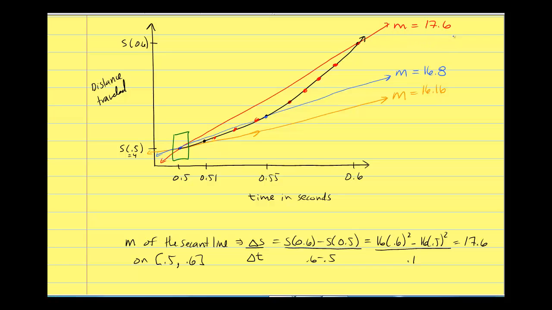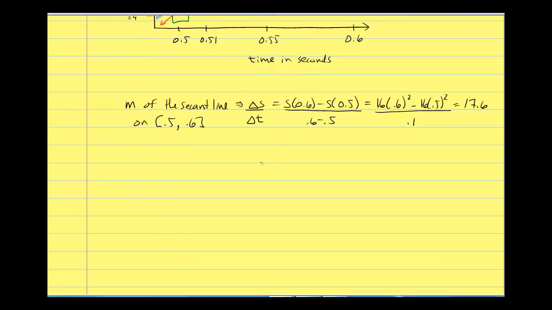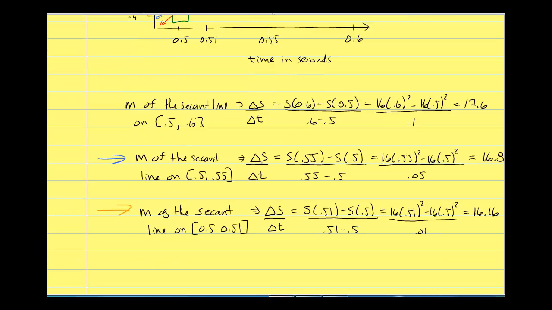Now I'm going to do the same thing right here for the interval between 0.5 and 0.55, and that will be this blue line. So let's run through those calculations as well. Here's how I'd calculate the slope of the line between time of 0.5 and 0.55. Same exact problem, same exact approach, and I would get these values for my slope.